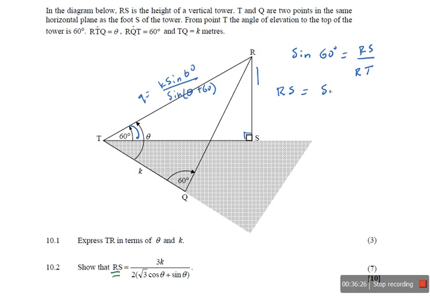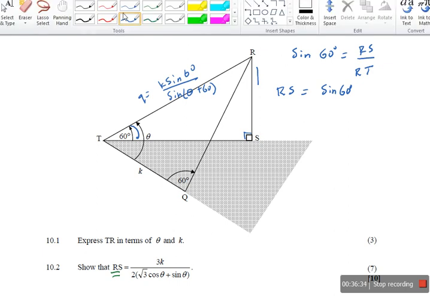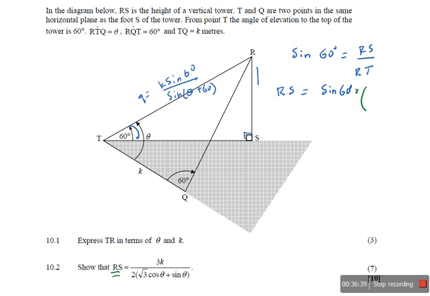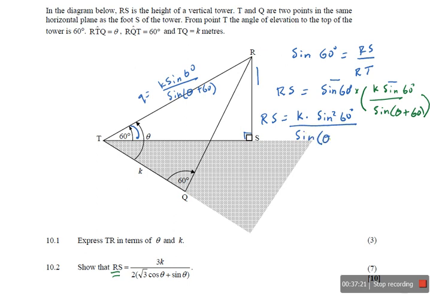So RS again will be sine 60 degrees, and then RT is the one we solved here, right? So let's put it in. RT is k sine 60 degrees over sine theta plus 60 degrees, right? So for RS, we change colors. For RS it will be okay, right? We have sine twice, this one and that one, so we can just say sine squared 60 degrees all over sine of angle theta plus 60 degrees, right?